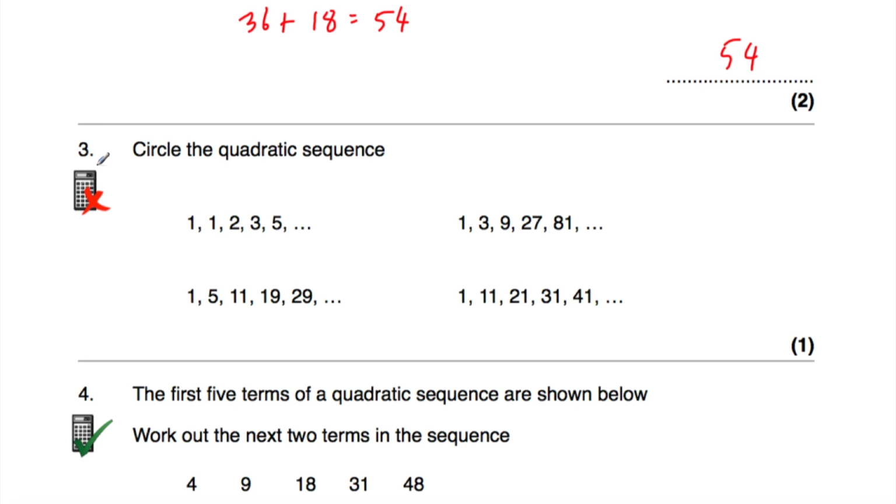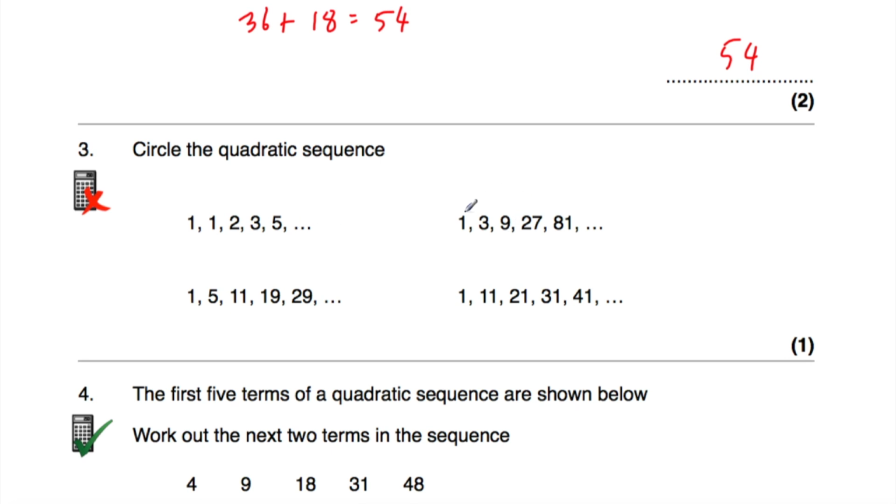Okay, let's have a look at question number three. We've been asked to circle the quadratic sequence. So let's have a look at these sequences and see which one is quadratic. We've got 1, 1, 2, 3, 5. That looks like a Fibonacci sequence. 1 plus 1 is 2, 1 plus 2 is 3, 2 plus 3 is 5. Then it would be 3 plus 5 is 8 and so on. So that's not a quadratic sequence, so it's not that one.